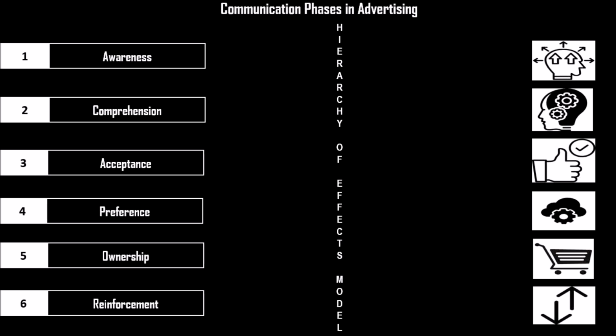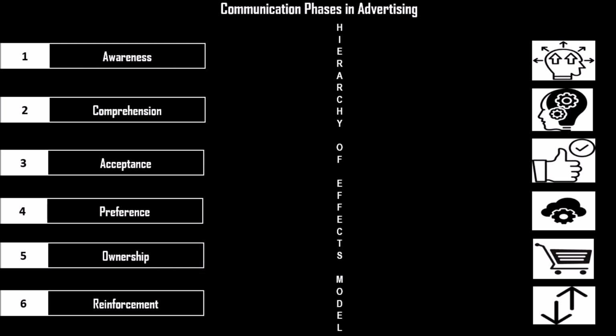Ownership or call to action. In the fifth phase of advertising campaign, advertiser develops an ad to persuade the targeted audience to try or buy the product. At this stage, advertiser provides information about payment options, limited time period discounts, locations where targeted audience can easily get or buy the product.